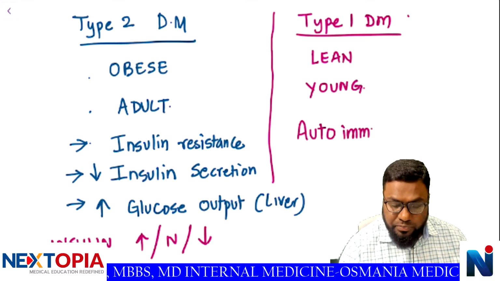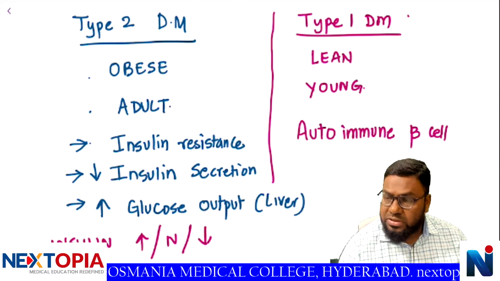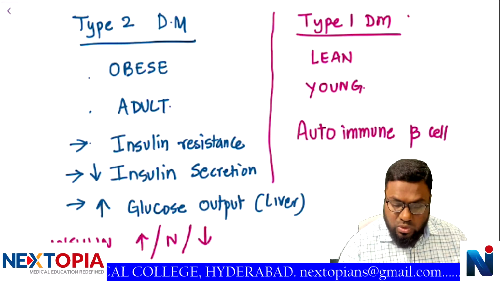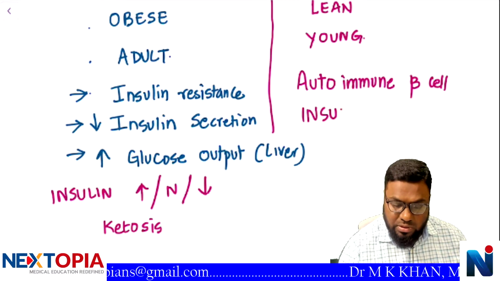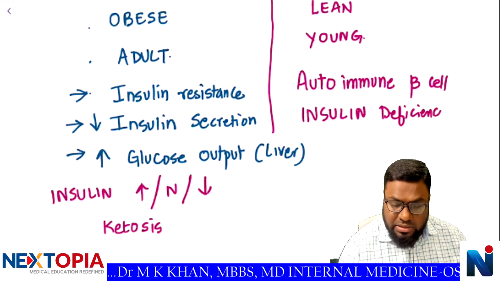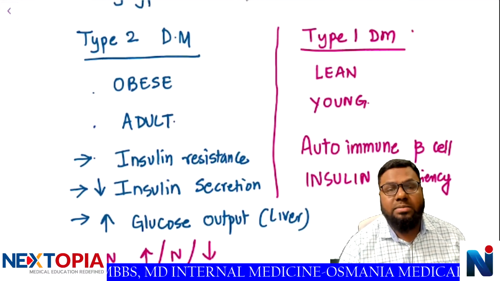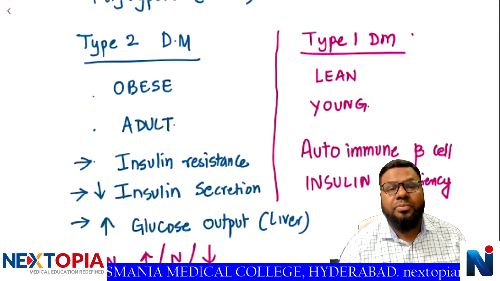Autoimmune beta cell destruction, so that results in insulin deficiency. Variable degrees of insulin deficiency. Sometimes insulin is completely absent. Hence, it is an insulin-dependent diabetes mellitus. We cannot treat this disease with drugs like sulfonylureas and all.